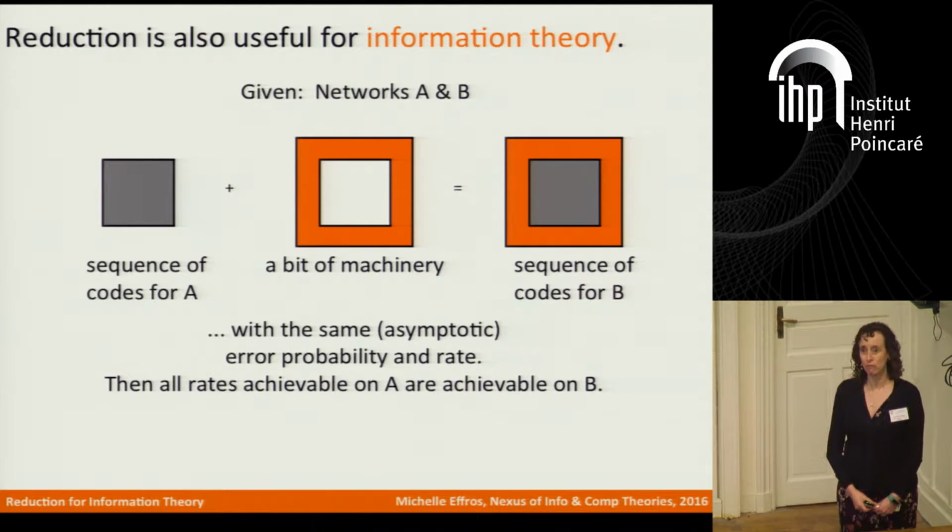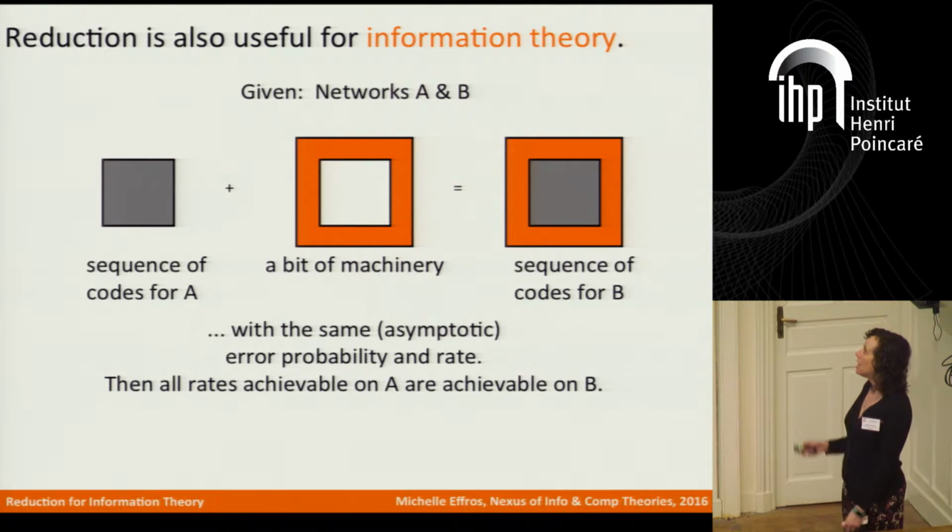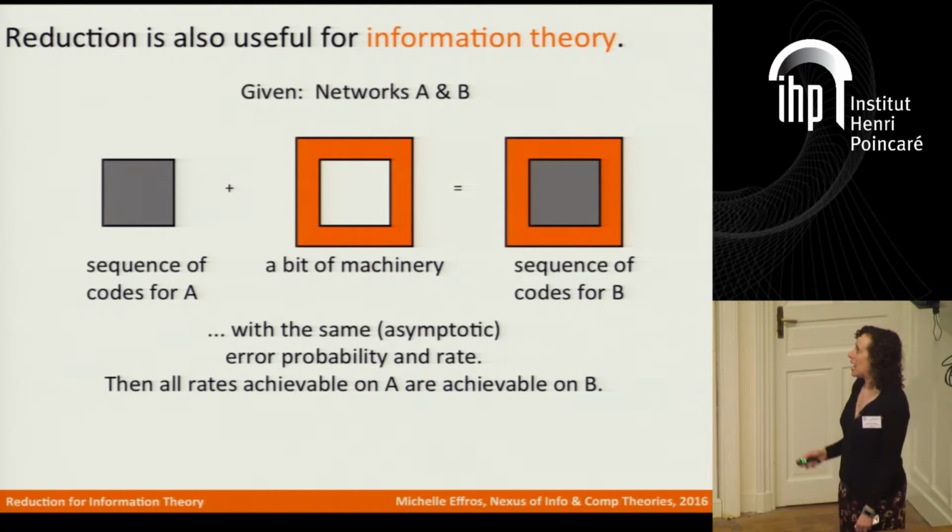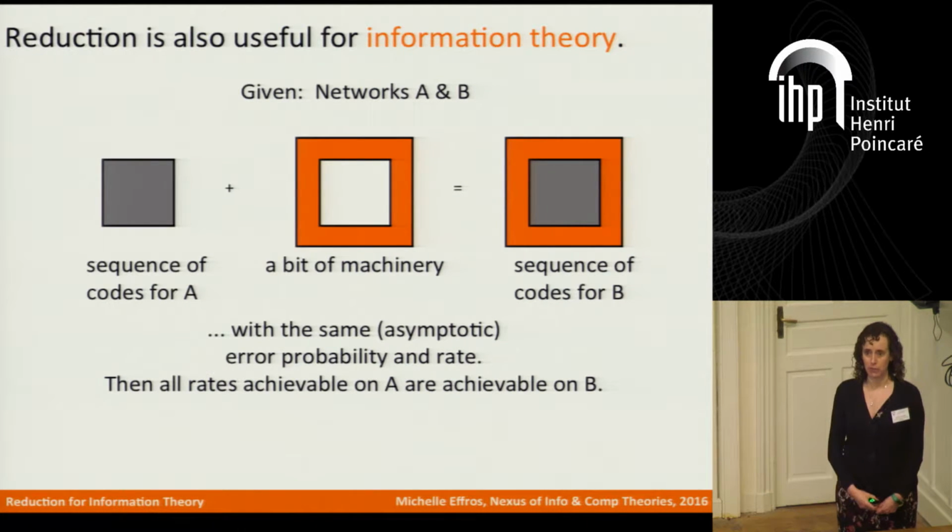In information theory, this technique hasn't found much use, but it can be used here in much the same way, not for complexity purposes, but for other purposes. And here's one such example. Imagine that instead of having two problems A and B, you now have two networks A and B, whose capacities you're interested in understanding. And imagine that you could show that given any sequence of codes for network A, you can build a bit of machinery such that the sequence of codes for network A plus the machinery gives you a sequence of codes for network B.